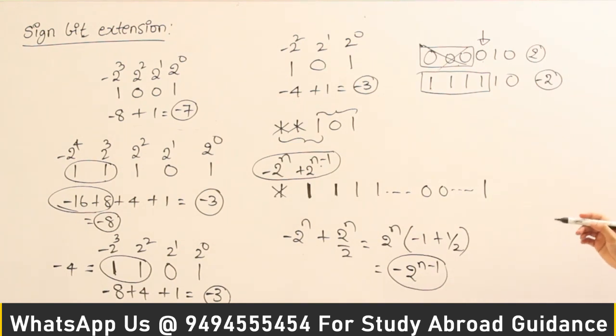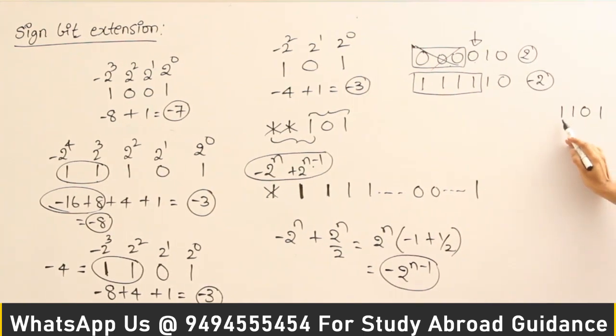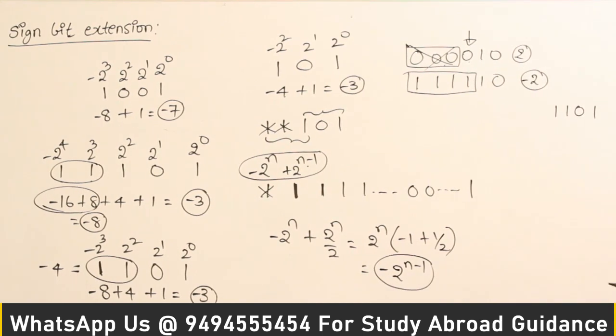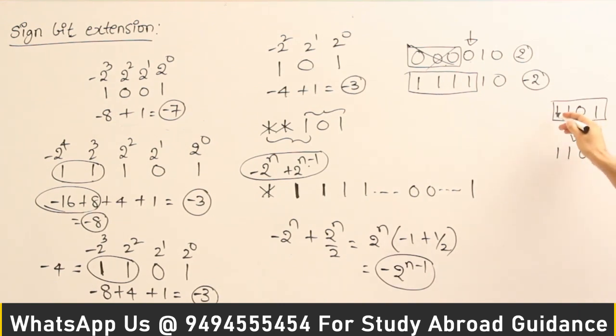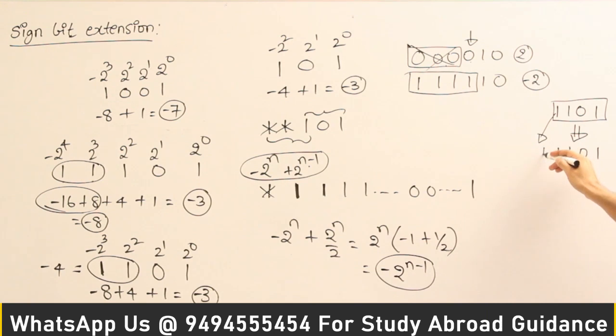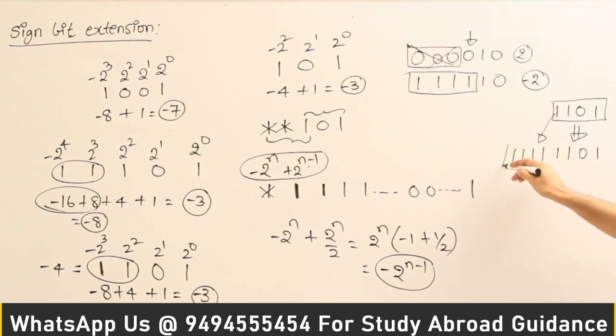So for example, if you have 1101, if this is the number, what would be the value of this? 2 power minus 3, it is minus 8 plus 5, minus 3. Yes, 1101 is minus 3. So if I want to expand this into 8 bits without changing anything, then write it as it is, 1101, and in the remaining 4 bits you just copy this sign as it is. So 1111. This is how sign extension works in 2's complement.